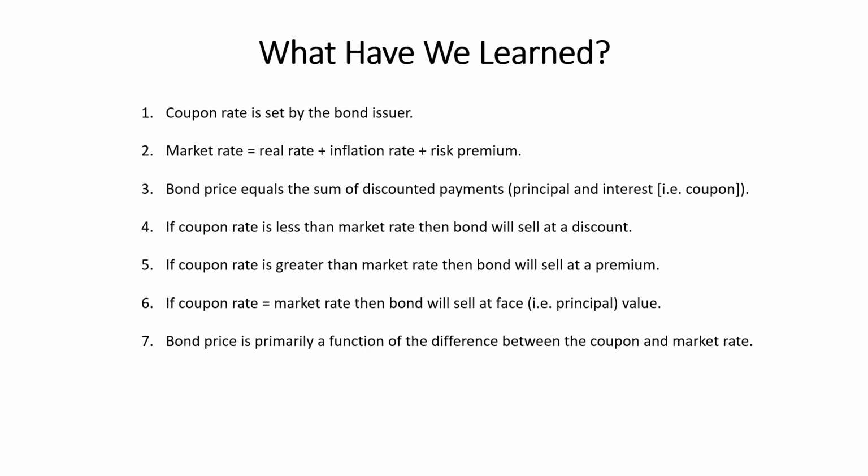And number 7, bond price is primarily a function of the difference between the coupon rate and the market rate, which I mentioned before. So this concludes the first section on valuation of a term bond.